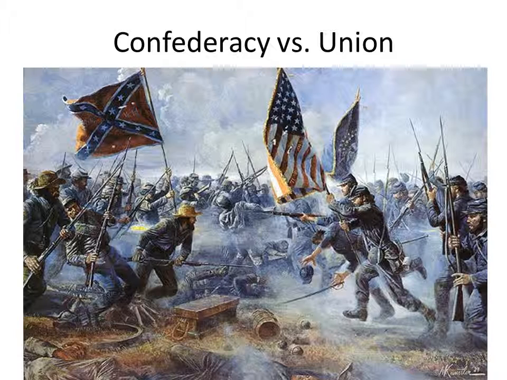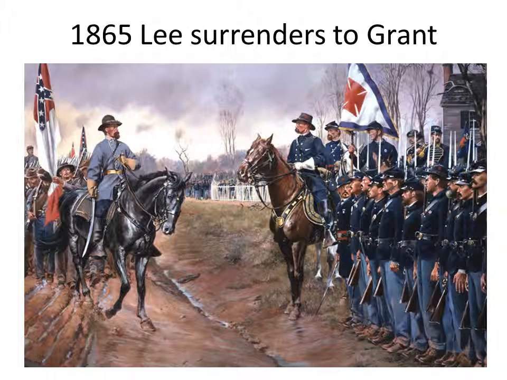The farthest the Confederate soldiers advanced into the North was Gettysburg, Pennsylvania, where a 3-day battle was fought from July 1st to 3rd in 1863. The North won that battle, and from that point on, the North began to take control of the war. In 1865, General Lee, on the left here, the commander of the Confederate forces, surrendered to Ulysses Grant, the leader of the Union forces. General Grant later became the 18th President of the United States.